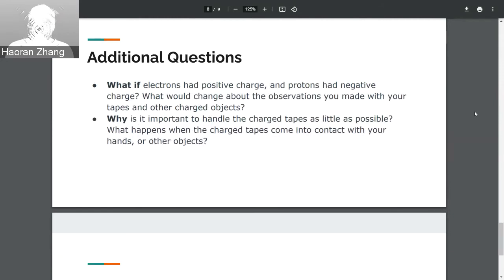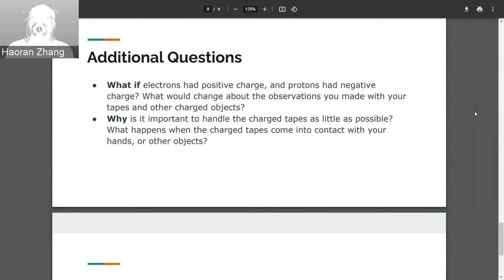Next, we have some additional questions. The first one: what if electrons had positive charge and protons had negative charge? What would change about observations you made with your tapes and other charged objects? Firstly, in terms of individual objects, we should see there are flipped signs for the charged objects. For example, if an object had negative charge before, then we should see it's now positively charged. If it was positively charged before, then it should be negatively charged now.